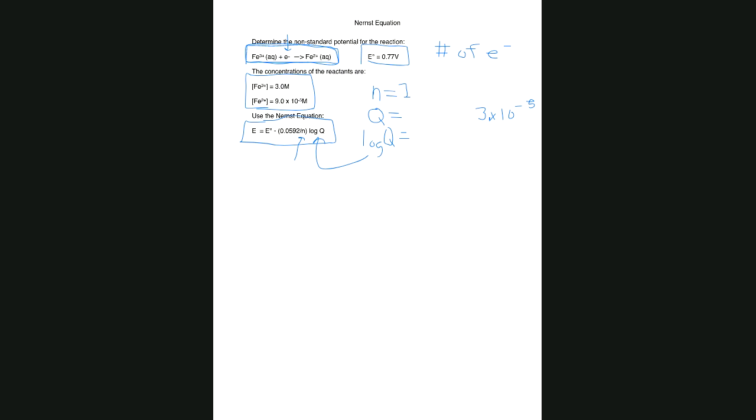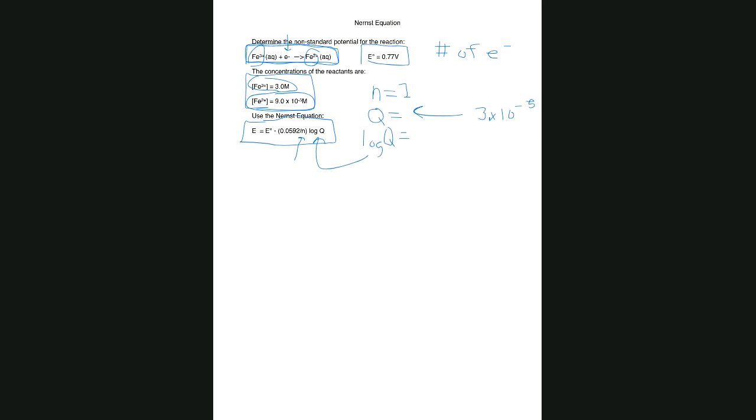So, I mean, we're taking the products over the reactants. So the product is the Fe2 plus. So we're taking the concentration of Fe2 plus, and we're dividing it by the concentration of the reactant. The reactant's the Fe3 plus. So we're just taking the 9 times 10 to the negative fifth and dividing it by 3, and you wind up with 3 times 10 to the negative fifth. Okay, super. So now we just need to take the log of that.